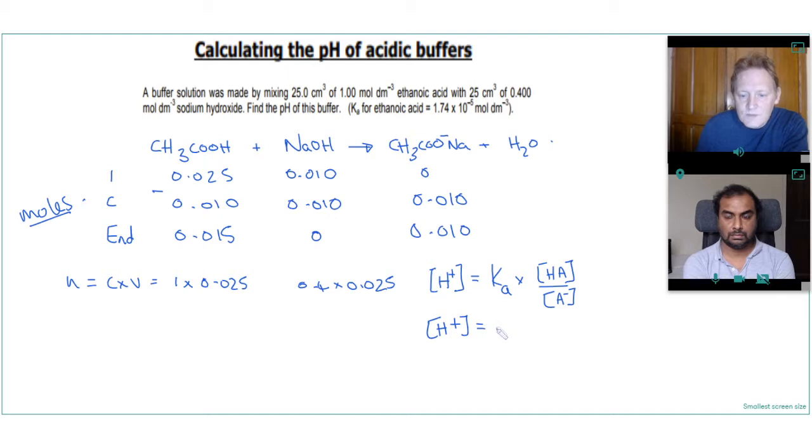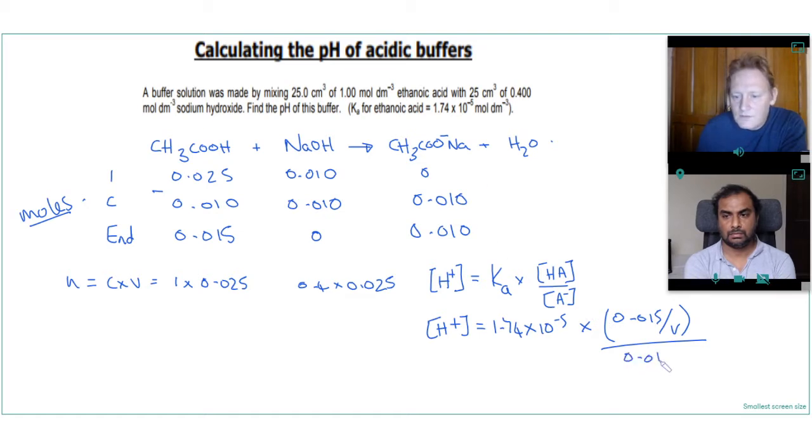Ka is 1.74 times 10 to the minus 5. And we can just use the volume for the concentration. So for ethanoic acid, we've got 0.015 over the volume. And for sodium ethanoate, we've got 0.01 over the volume. And that shows why we can just use volume, because it cancels out.